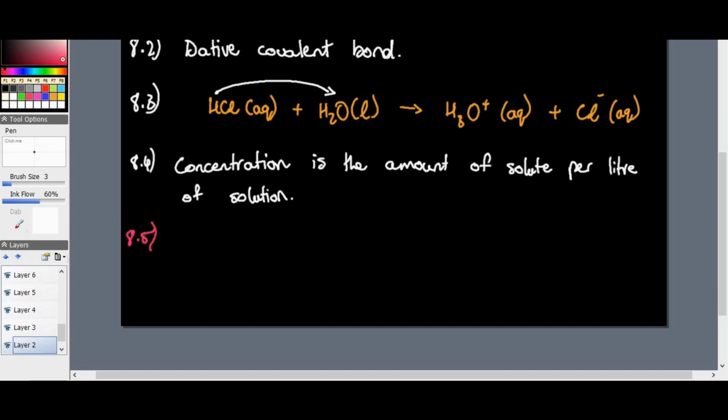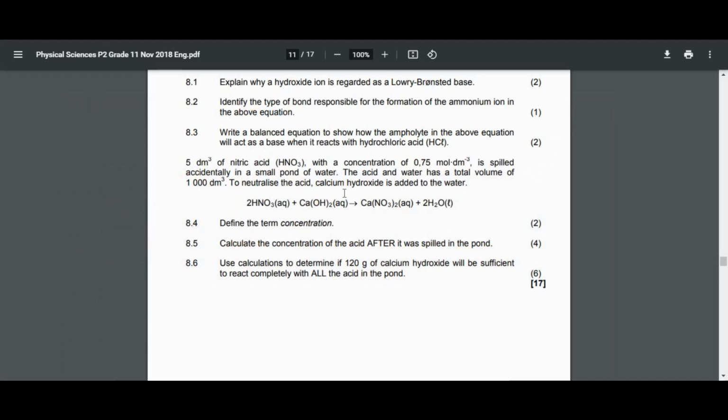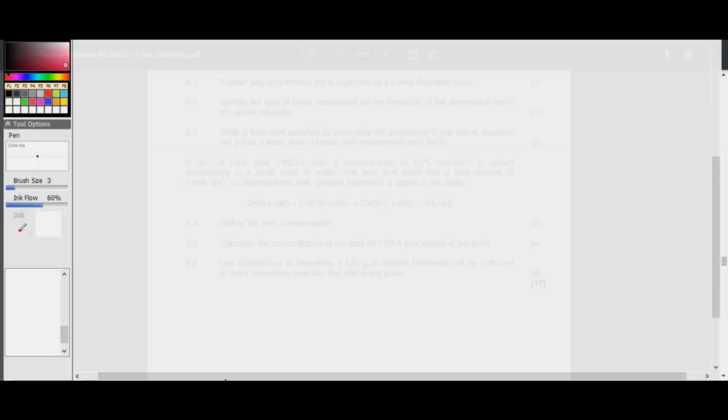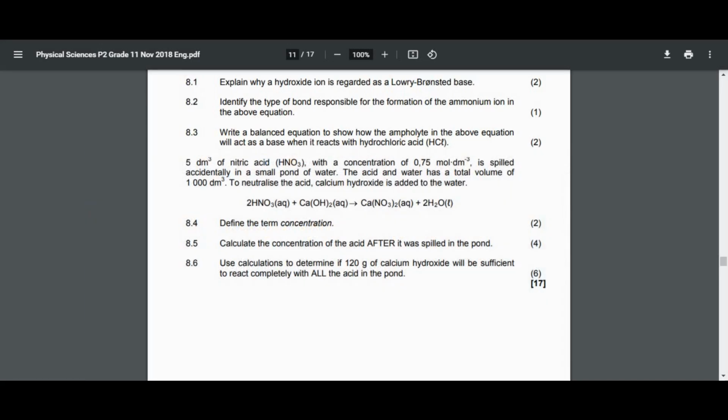8.5. Based on all the information we got here, we've got a volume of the acid, a concentration of the acid, and a volume of the water. No, sorry, we got a volume of the water and acid together. So if we take 1,000 minus 5, we get the volume of the water. We don't know how much calcium hydroxide was added, or its concentration. Most of what we know in this question is of nitric acid, and we know the volume of water.